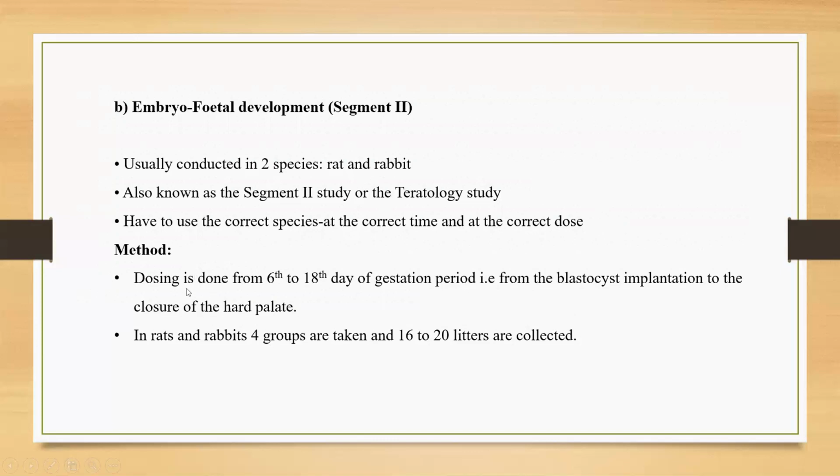Next, we have the method. Dosing is done from the 6th to the 18th day of the gestation period, that is the blastocyst implantation period to the closure of the hard palate period. Next, it should be done in rats and rabbits, and these rats and rabbits should be grouped into 4, and 20 to 16 litters should be collected.